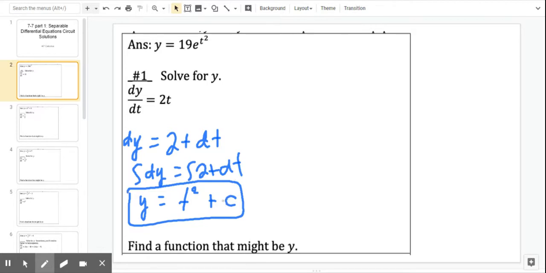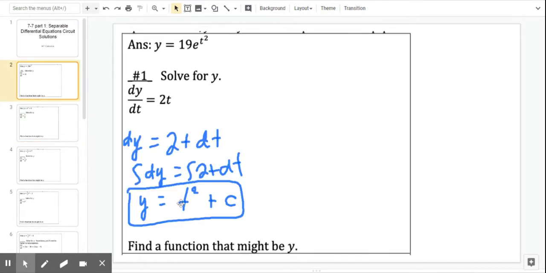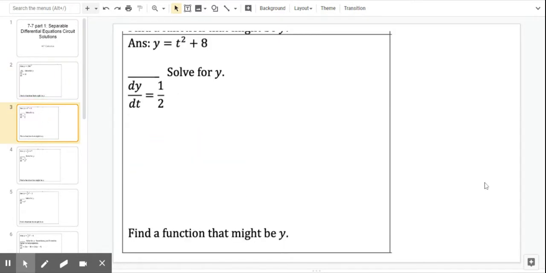Once we get that, you had to find, at the top of each square, there's a possible answer. The one that matches up with that is t squared plus 8, because t squared plus c would just be 8 for this to be the answer. Then we do this one.